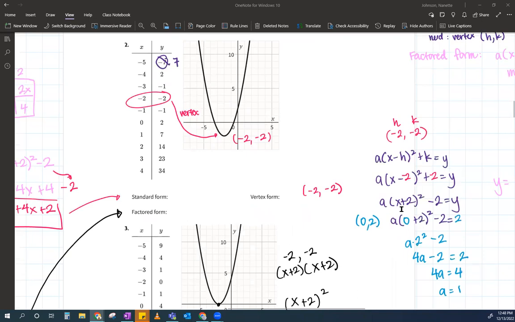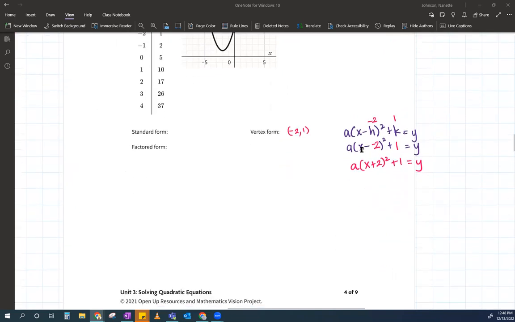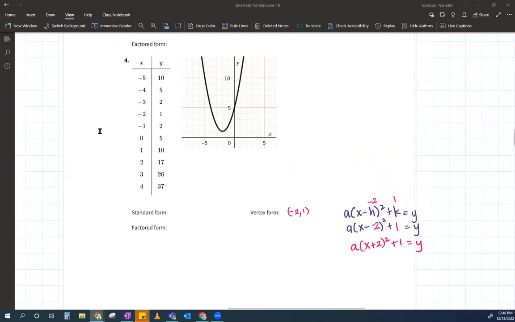So I had this and I didn't know a, and then all of a sudden I have a 0.02. What did I do? Yes, you plug in a point. You can plug in any of these points. I would probably plug in this (0, 5), because it has a 0. Zeros are my favorite. So I'm going to plug in the (0, 5) here.